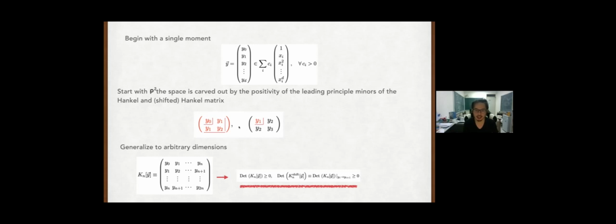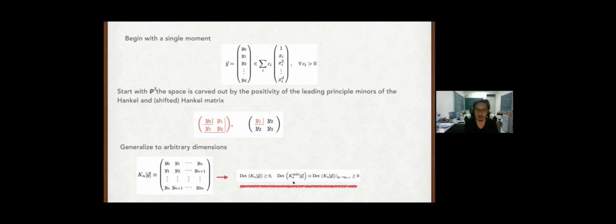So the statement is that the space we've just seen is given by the positivity of the leading principal minors here. This intuition generalizes to arbitrary dimension, where the dimension refers to the degree to which you're expanding your vector. You take a fixed dimension, write down the Hankel matrix, consider all the shifted Hankels, and require that their leading principal minors are all positive, which carves out this space.